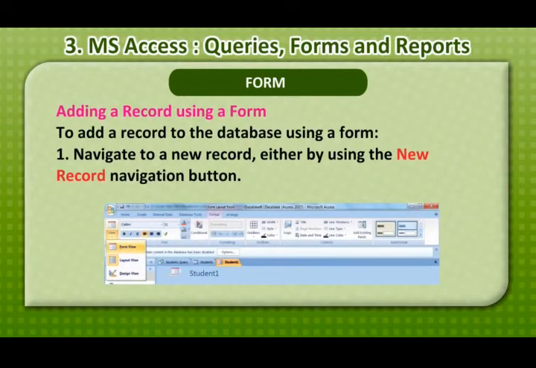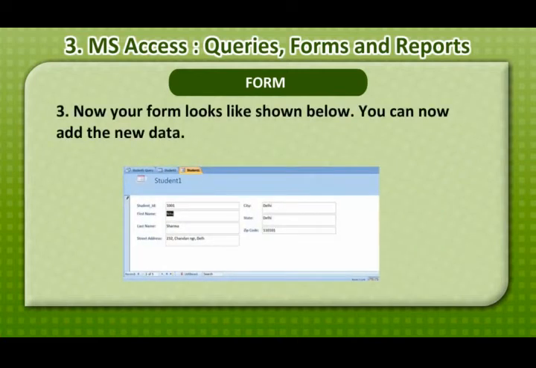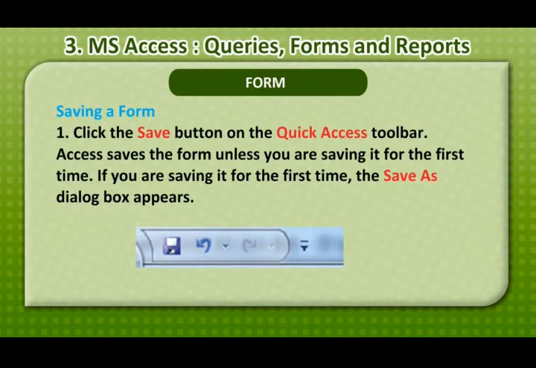Adding a record using a form. If you want to add a record to the database using a form, navigate to a new record either by using the new record navigation button in the form, or click the view button in the views group or choose form view from the drop down list. Now your form looks like shown below. You can now add the new data as you are filling it.